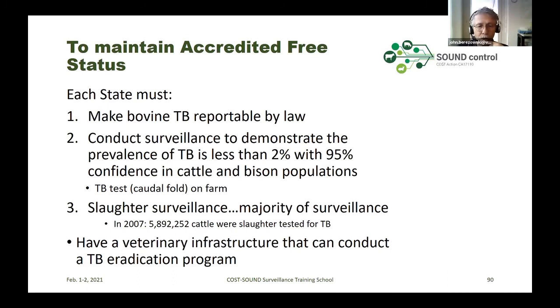They also do slaughter surveillance. And this is the majority of their surveillance, and this is done from animals that usually are older than 2 years of age. I haven't been able to find any updated figures, but I suspect it still would be about 6 or 7 million cattle that are slaughter tested for TB every year. And they also have a veterinary infrastructure that's trained and can conduct a TB eradication program.